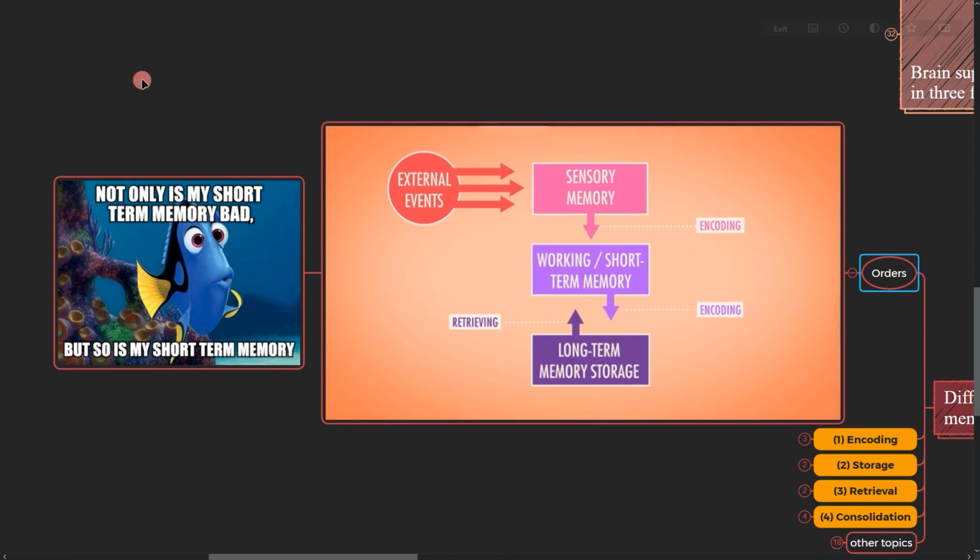And you should know, not only is my short-term memory bad, but so is my short-term memory. Yeah, that's how my short-term memory is short.